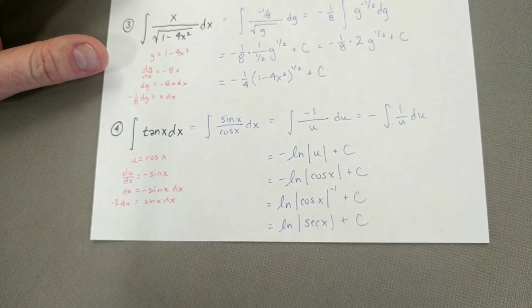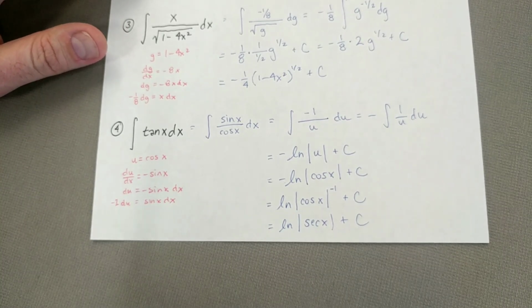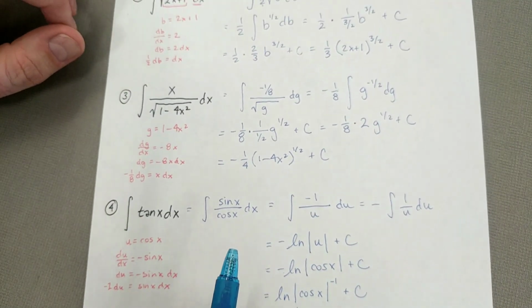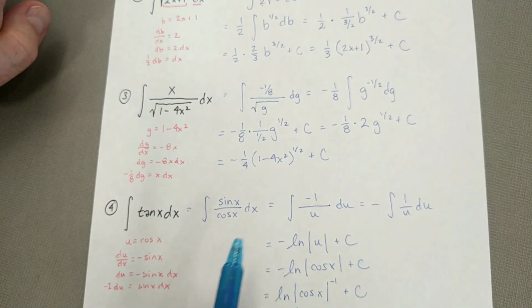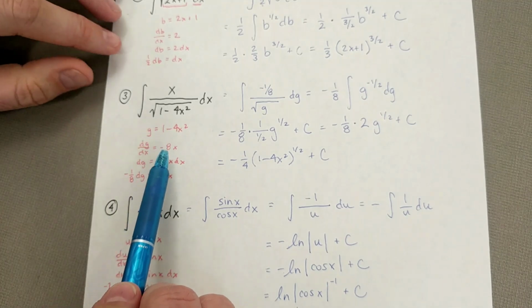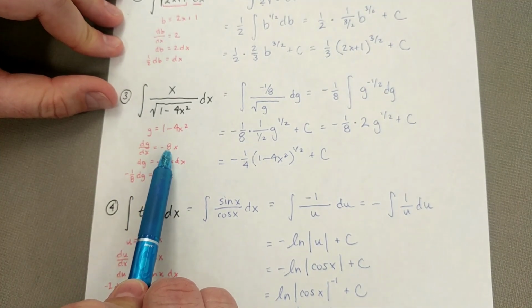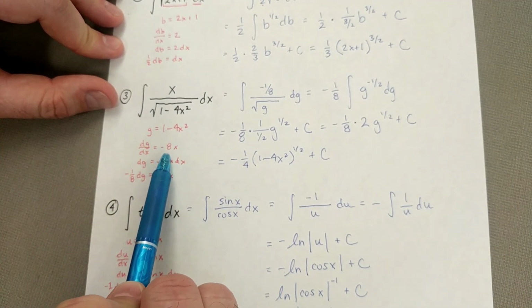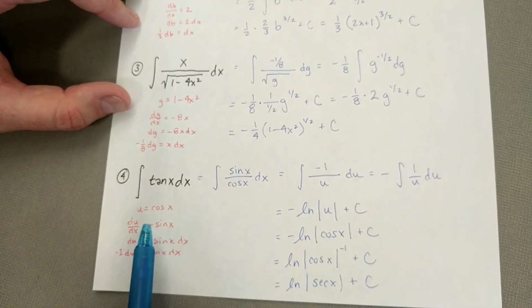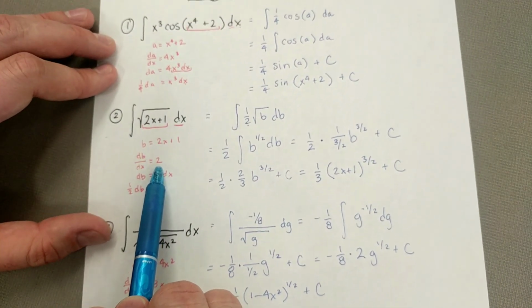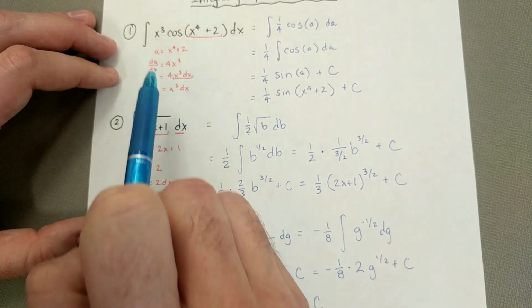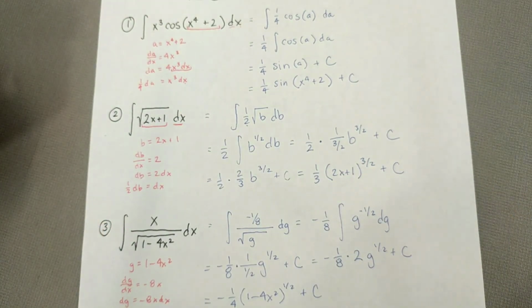All right, so that is substitution. So you're looking for an inside function and its derivative, more or less. It's okay to be off by a factor, like being off by a negative 8, being off by a negative, being off by a 2, being off by a 4, but you can't be off by anything else other than just a common multiple, a constant multiple, sorry.